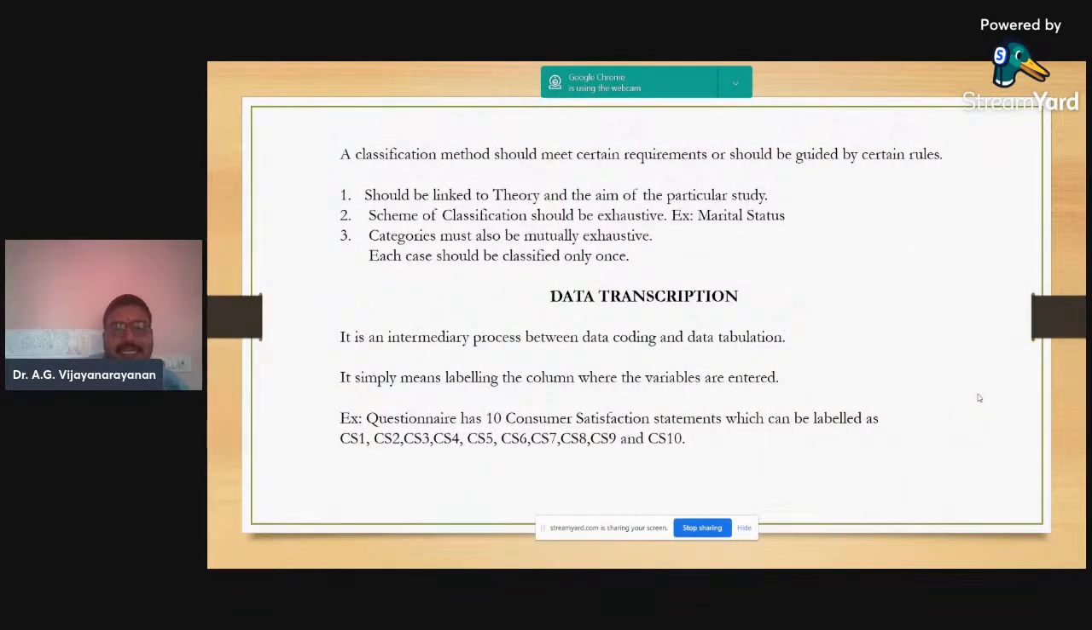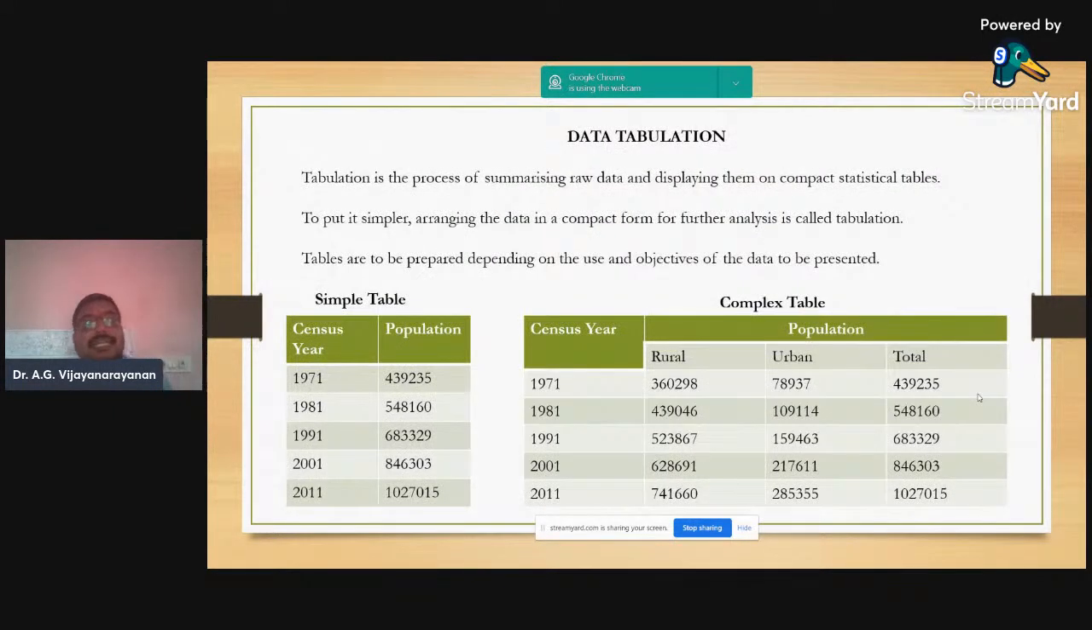And there is something called data transcription, which means assigning the value for the variables. You can see consumer satisfaction, there are 10 statements: CS1, CS2, CS3. I'm just naming it. That is what we call data transcription. Then comes data tabulation. Classification is different, tabulation is different. Tabulation means we are preparing a table for further analysis.